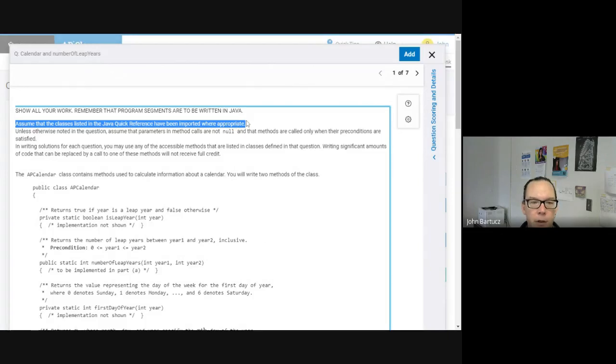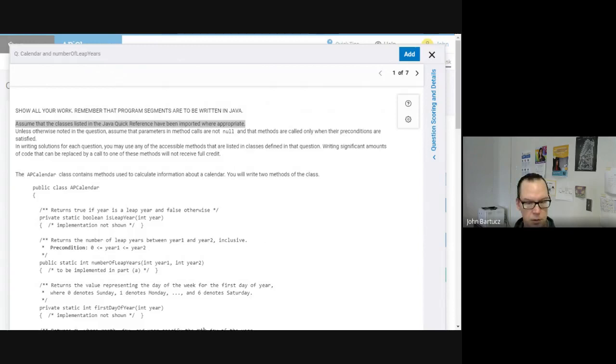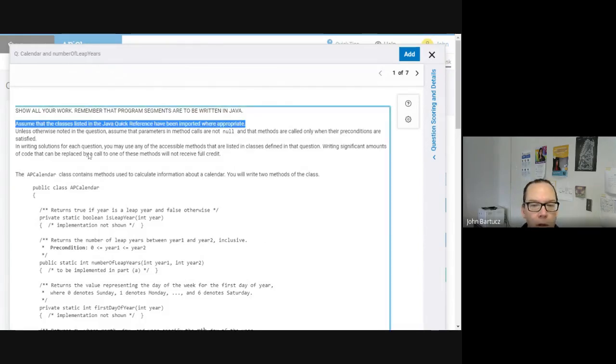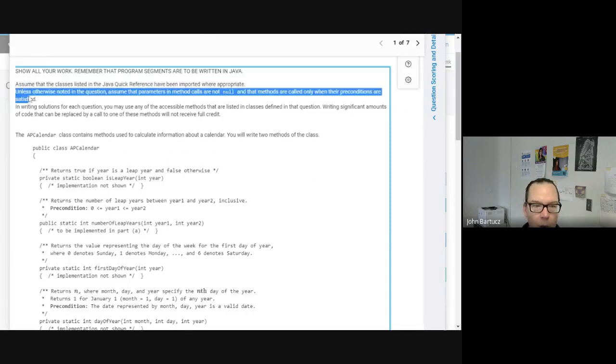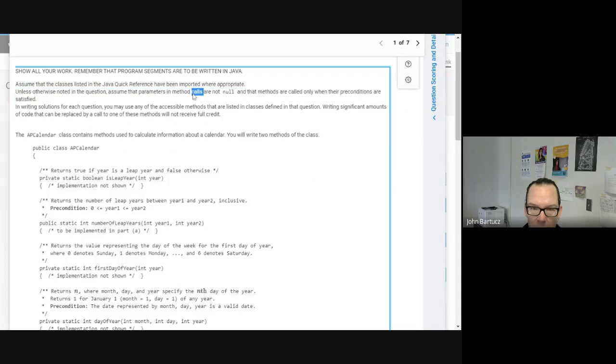All of the classes in the quick reference are available. There's the quick reference in the chat. There's a link to it in the information about the exam. You don't have to worry about methods being passed in invalid parameters. So like leap year is not going to get called with a null value or a string value or something. It will be an integer.